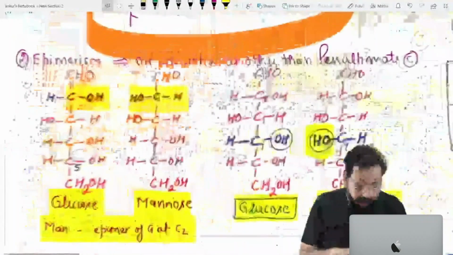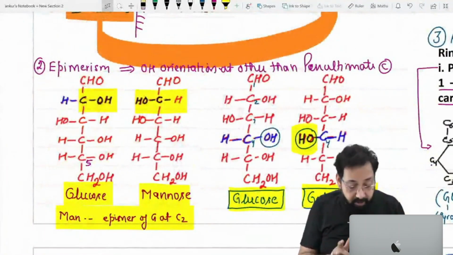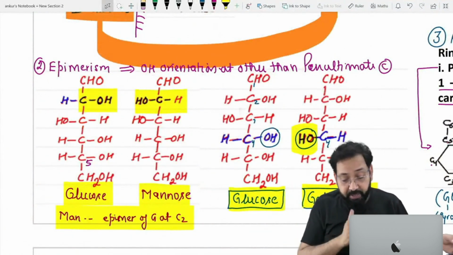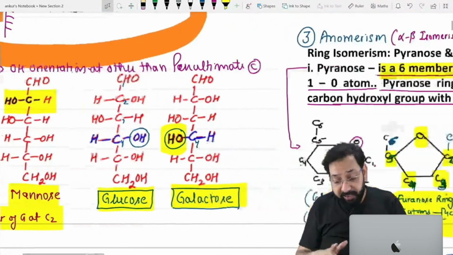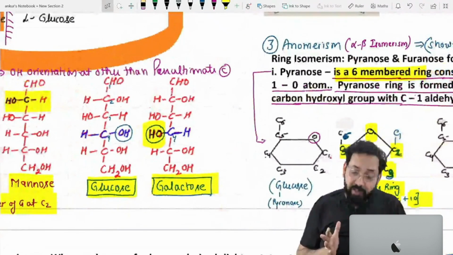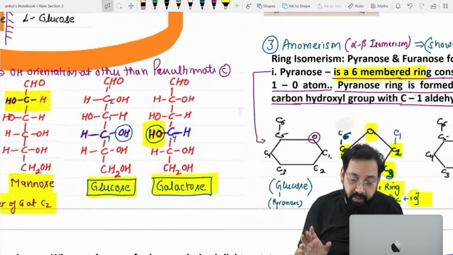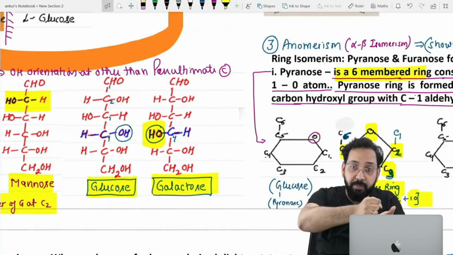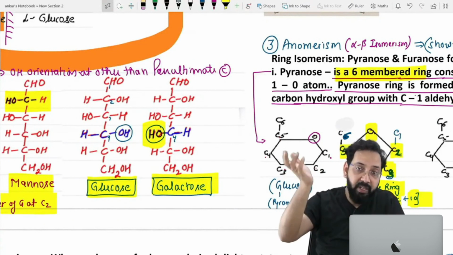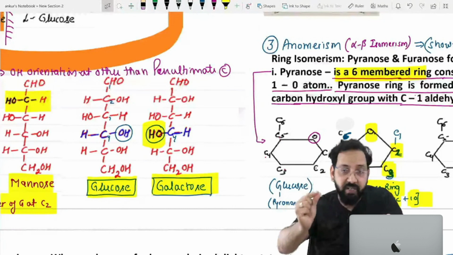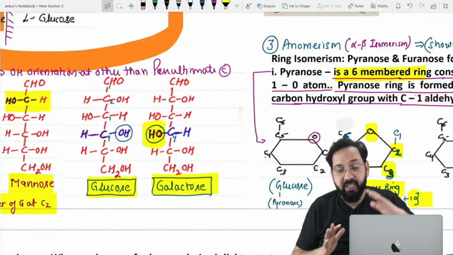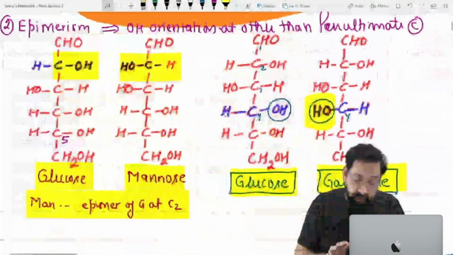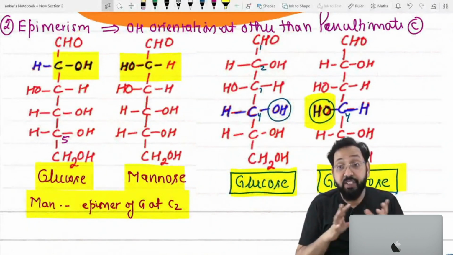Question has been asked. Epimerism means OH orientation at a carbon other than the penultimate carbon. If the C2 OH group is on the right side, that is glucose; on the left side, mannose. Glucose has C4 OH on the right side; in galactose, the OH is on the left side. If we want to metabolize galactose, there is no need to keep a separate pathway, just convert galactose to glucose. We attach energy with galactose, we fix galactose to UDP, and it becomes UDP galactose. We flip the OH to the right, UDP glucose, and it is metabolized. So galactose metabolism is nothing but conversion of galactose to glucose. So this is epimerism.